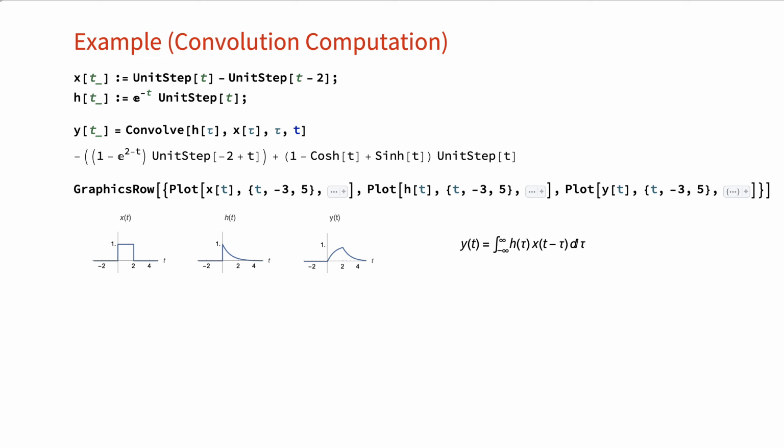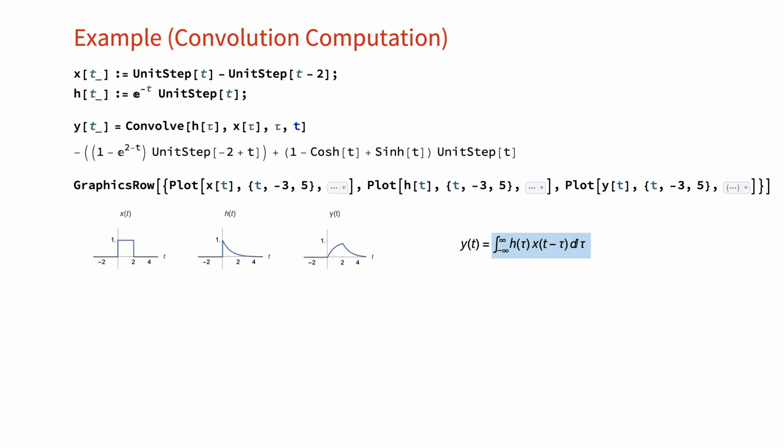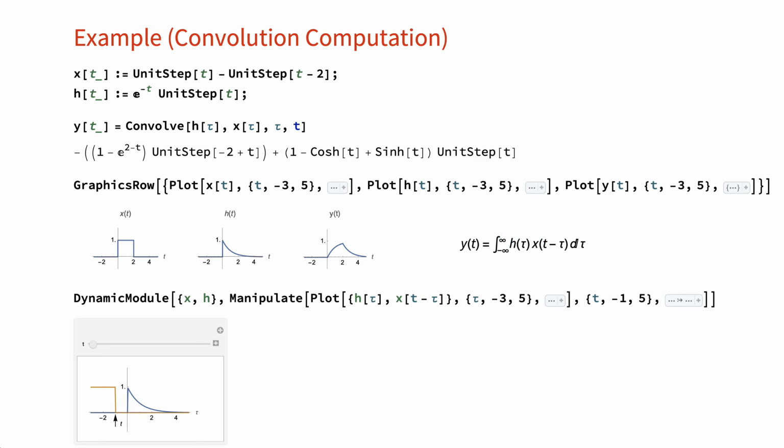Now, to apply the divide and conquer approach of basically dividing the region of integration into non-overlapping subregions, let's plot h of tau and the time-reversed and shifted version of x of tau, x of t minus tau, to identify these subregions. Note that because of the commutative property of convolution, we can choose either x of tau or h of tau to flip and slide. Here we choose x of tau, the pulse signal, since it makes it easier to perform the operations.